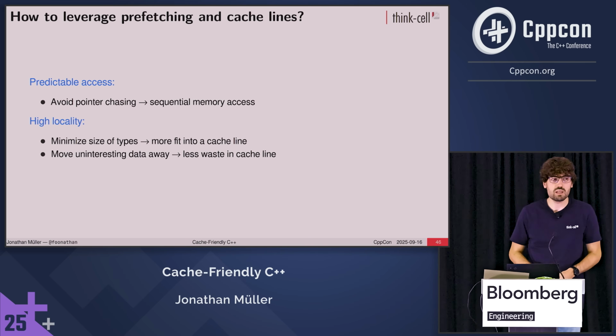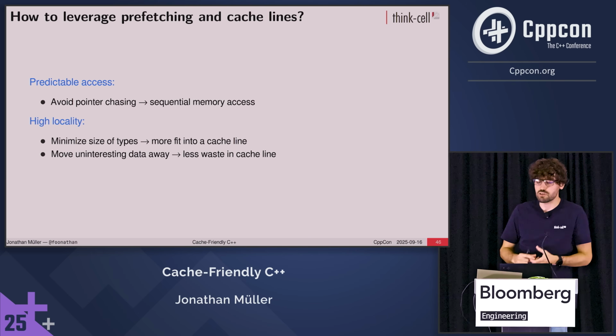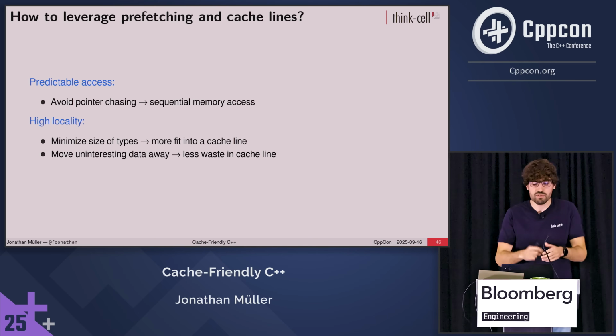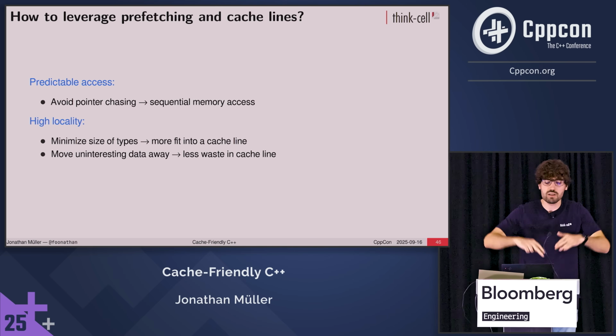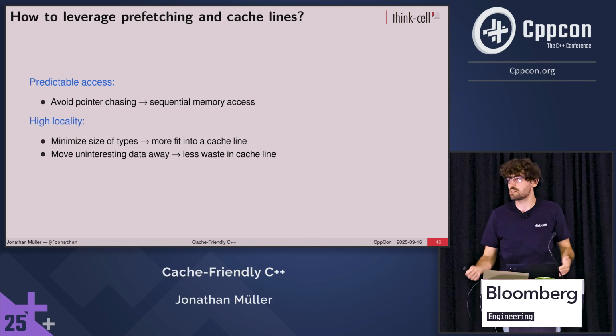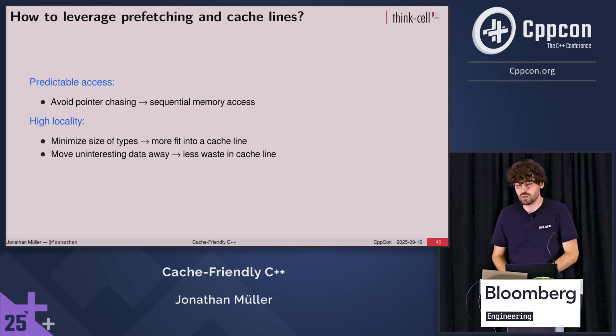We also want to make sure that we have high locality. So that means we want to minimize the size of our types to make sure that more of them fit in a cache line. And on the flip side, we want to make sure that data we don't care about lives somewhere else. We don't want to waste space in our cache line, so data we don't care about shouldn't be in our cache line.